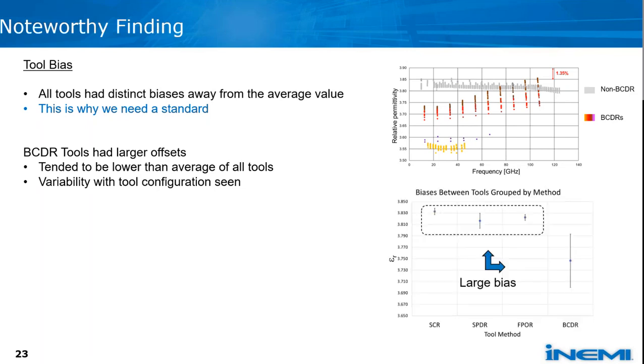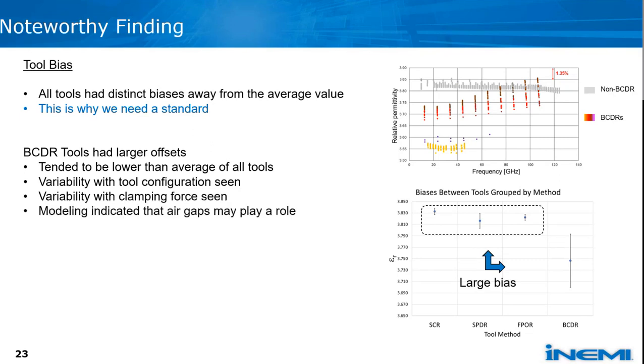And they tend to be lower. So if you look at sort of the average of all of this data, you can see that there's clearly a bias to a lower value from the BCDR data. So this is interesting.